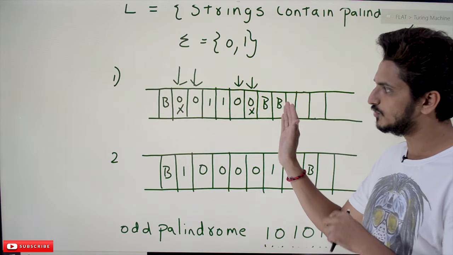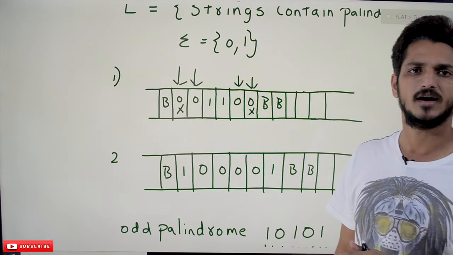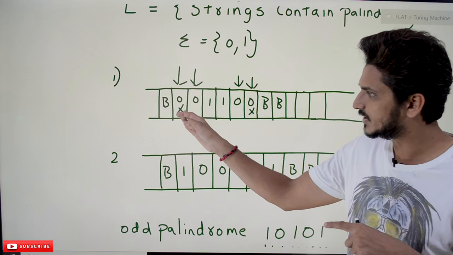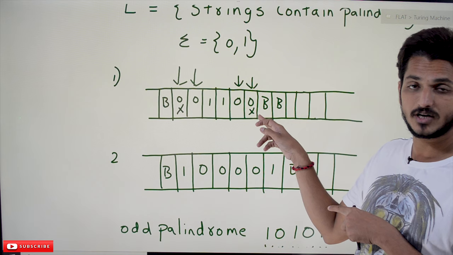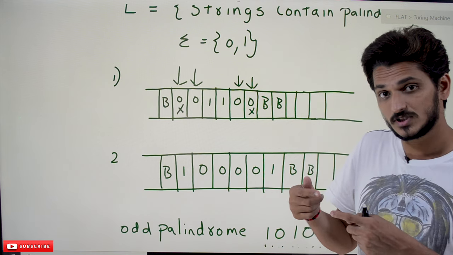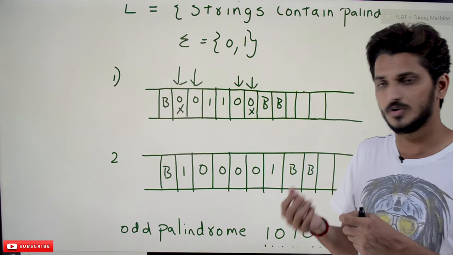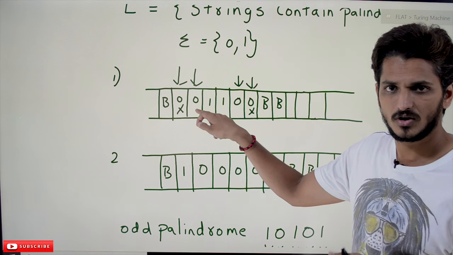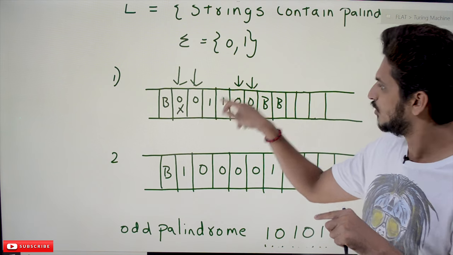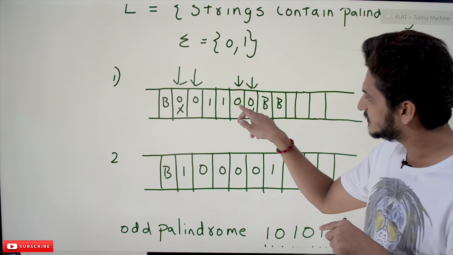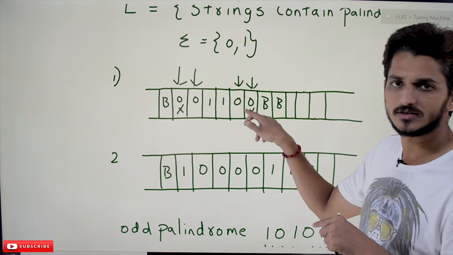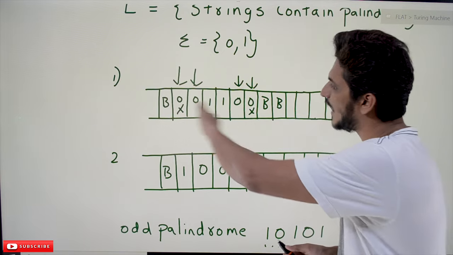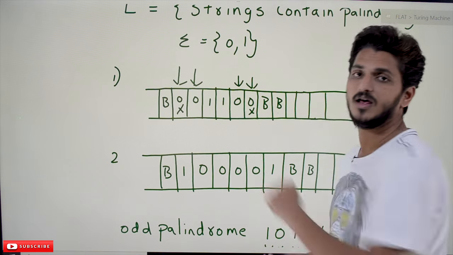From here we have to move till the other end. Why do we have to move till the other end? Because the first 0 we converted into x, the last 0 we converted into x. We have to repeat this process for all the inputs. The next input should be this one. If it is 0, convert it into x, move till this end, the second 0, convert it into x, and so on. So now we have to move back again.